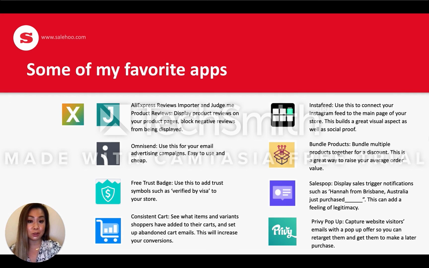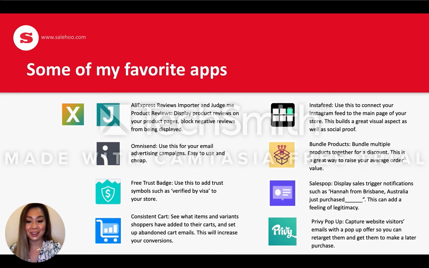And I'm not going to go through each of them individually in demonstration just because the operations of each app change so much in quick amounts of time. But I will tell you what they do and why I like them. So first is AliExpress Reviews Importer and Judge Me Product Reviews. So these two apps together will allow you to import reviews from AliExpress onto the homepage of your store.